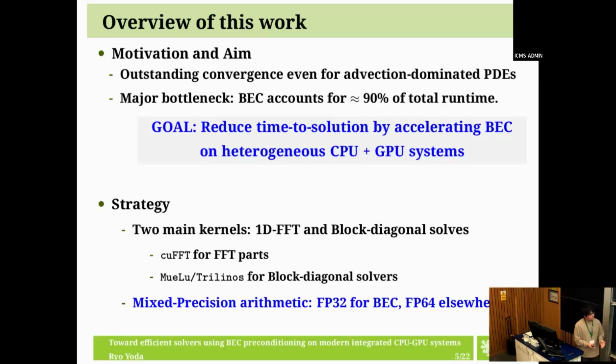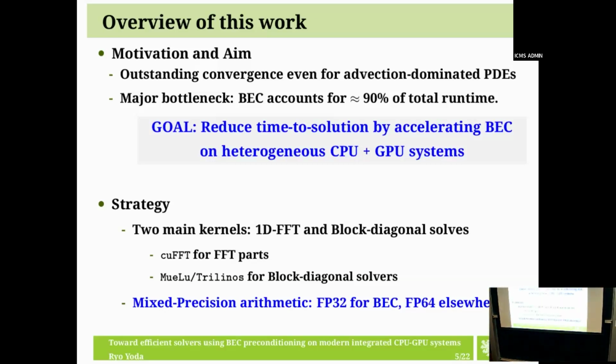And lastly, we also introduce mixed precision arithmetic to accelerate the BDC preconditioning steps. Firstly, we introduce single precision for only the preconditioning steps. For the other parts, we perform double precision as usual. So that is today's talk.